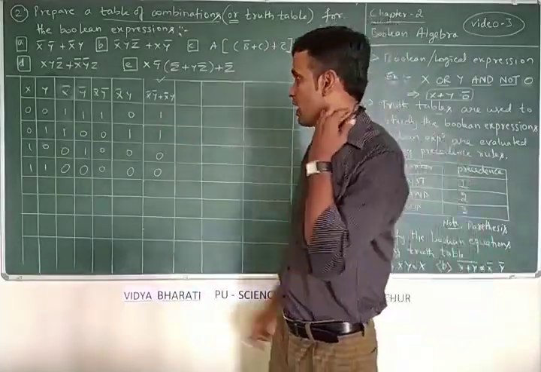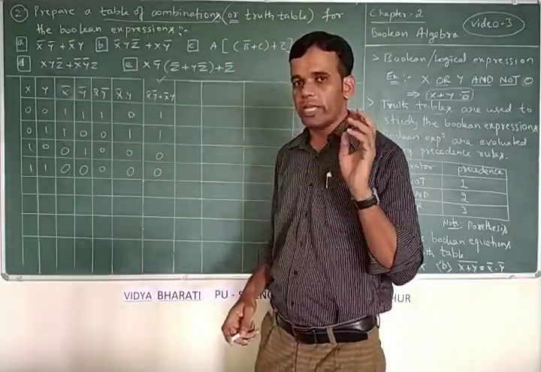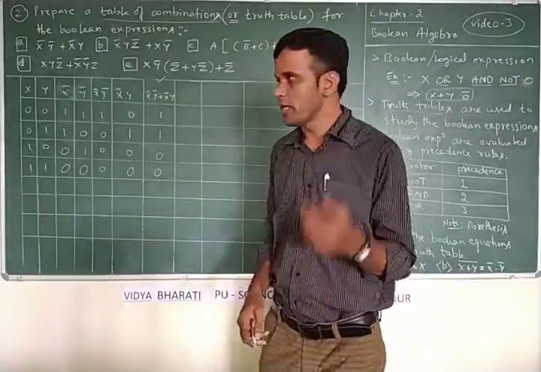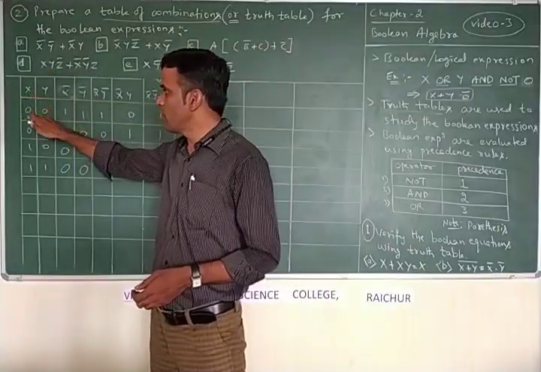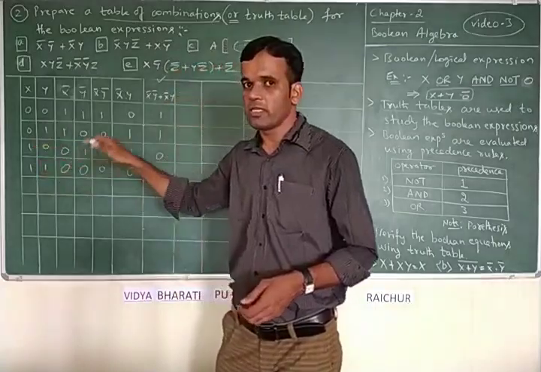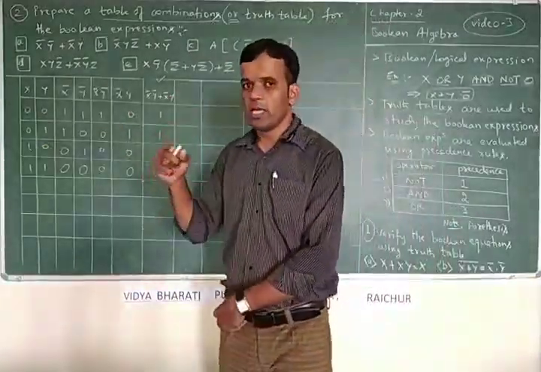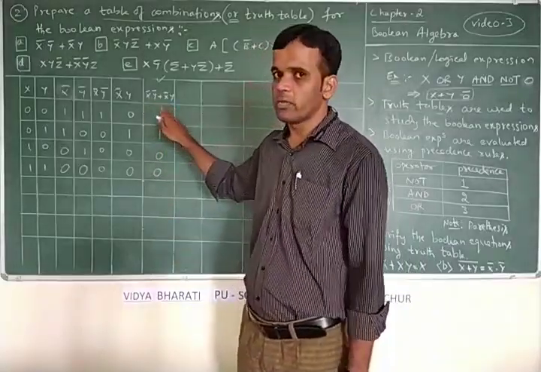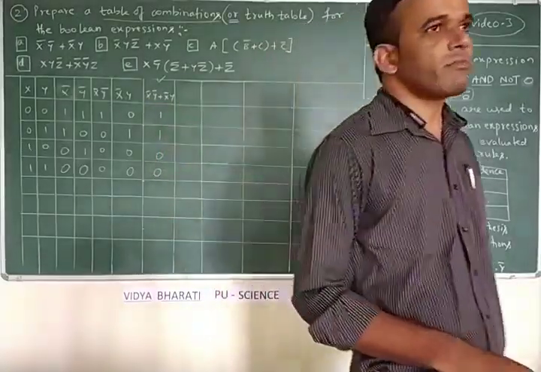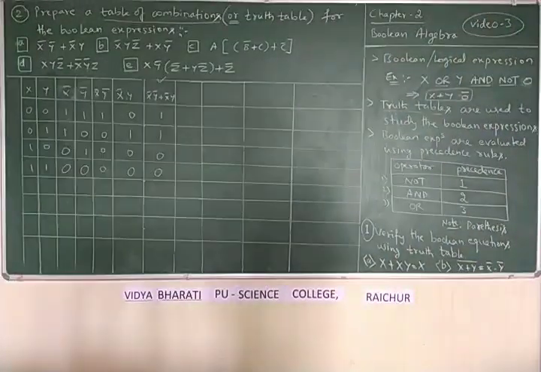So whenever expressions are given to you, you start by taking the different variables. How many different variables are there? Here we have 2. So you write the 2 variables and the possible combinations for x and y. Then you solve the expression part by part, and finally we come to the complete expression. Okay. Now we will consider the second problem.